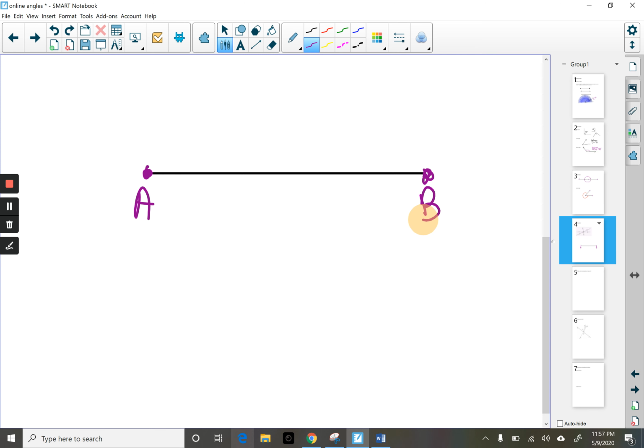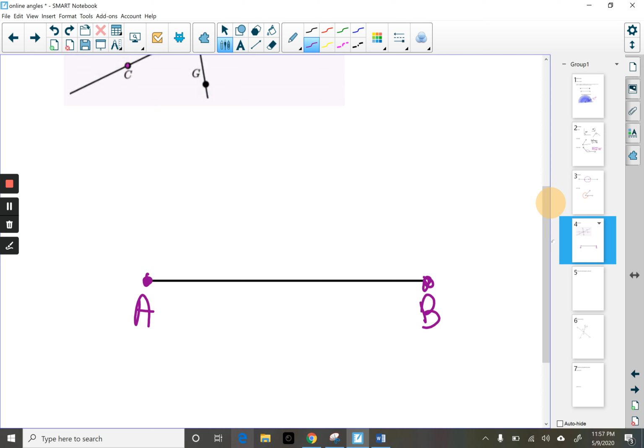Makes sense so far? Okay. Now what if I have a second line? We'll call this line, I don't know, let's draw it right here. It also shares that same endpoint of A. Let's draw the other one right here. We're going to call this one C. This angle that we have here is made up of line segments AB and AC.